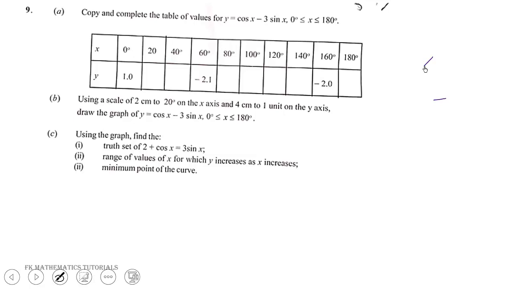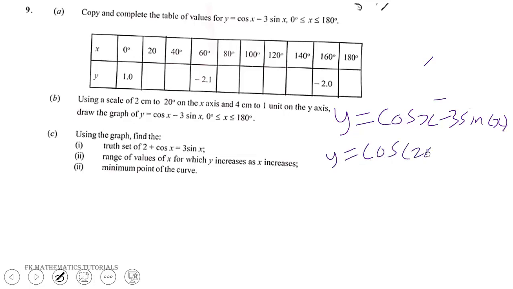This is how we go about it. We first of all fill in the table of values. The given relation is y equals cos x minus 3 sine x. So when x equals 20, y will be equal to cos 20 degrees minus 3 sine 20. And this will give us y equals negative 0.1.